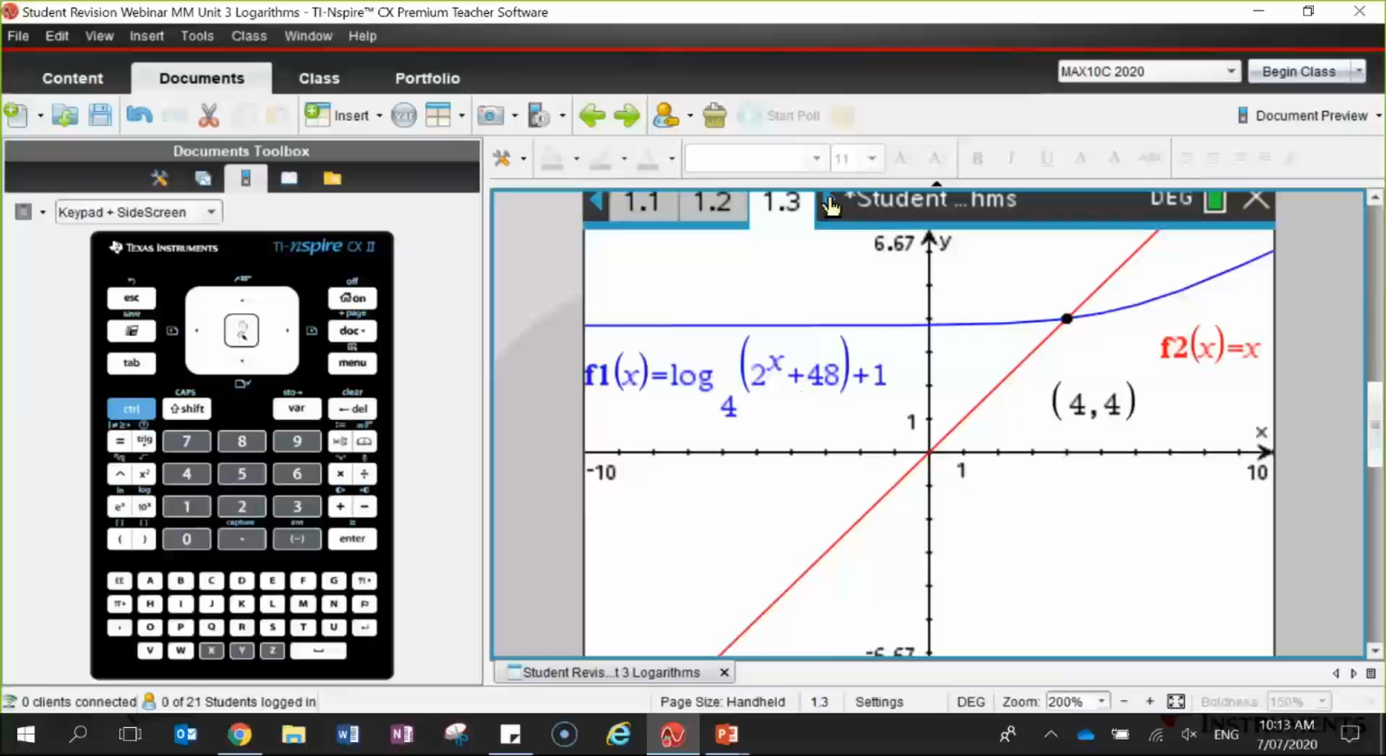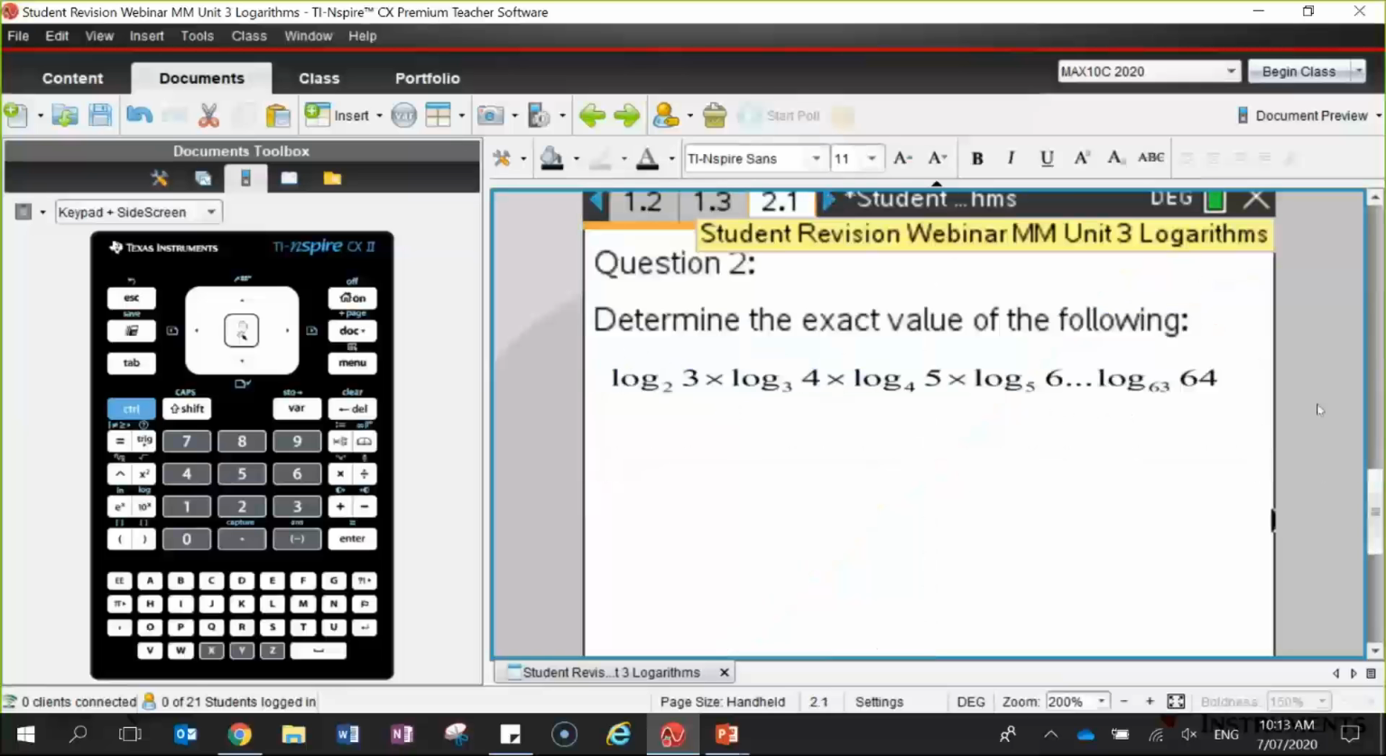Now, the next question is to determine the exact value of the following. We've got log base 2 of 3, multiplied by log base 3 of 4, multiplied by log base 4 of 5, multiplied by log base 5 of 6, and so on, until we get to log base 63 of 64. Now, that looks quite detailed again.